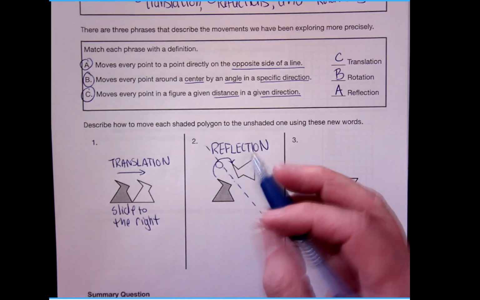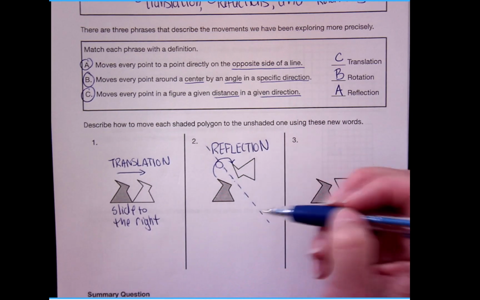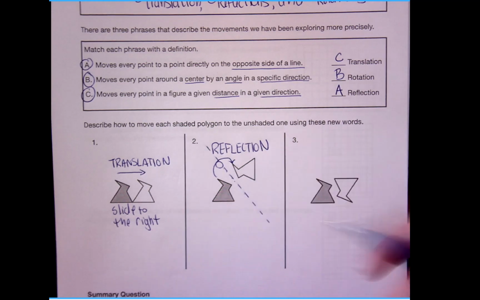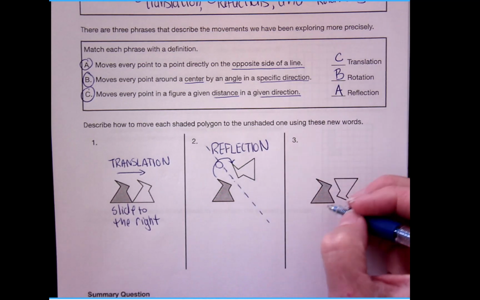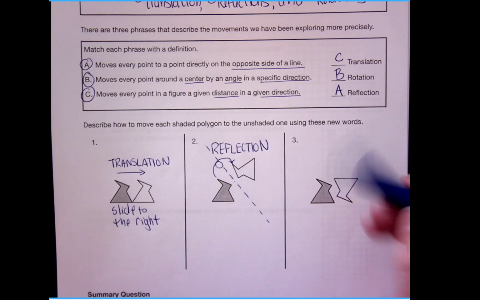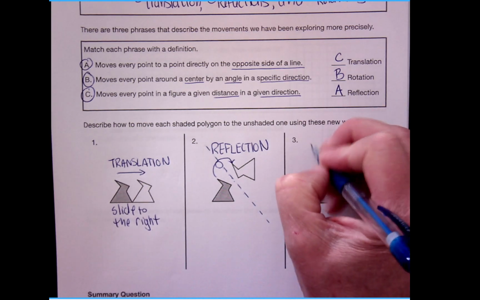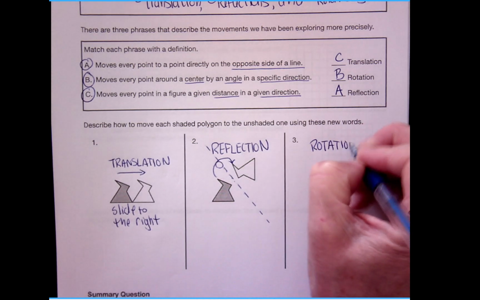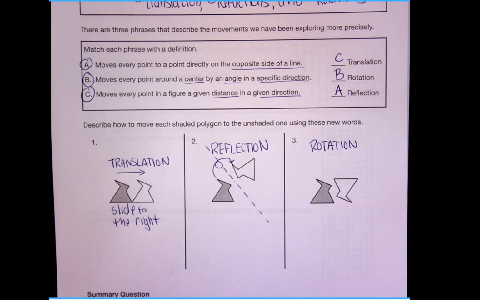That line could be a horizontal line, it could be a vertical line, but there's some line that acts as a mirror to those two figures. So that just leaves us one more here. The only one we've not talked about is rotation. I'm going to go ahead and write that down now. But let me show you how you can use this patty paper one last time.